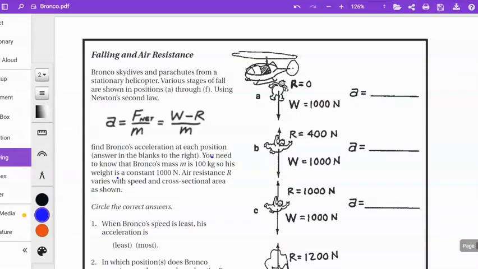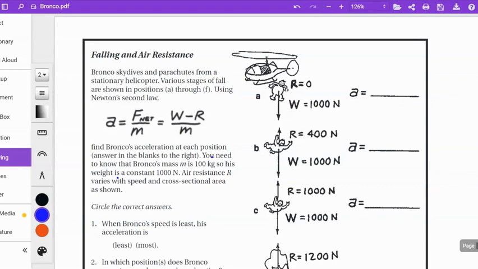Hi, this is Dr. Schultz, and on this worksheet, you're going to get some practice figuring out the effect of air resistance on a skydiver. You can see there's a picture on the right that shows someone jumping out of a helicopter and opening up a parachute. What you're going to do in this worksheet is actually use Newton's second law to find the skydiver's acceleration at different points when they're falling.